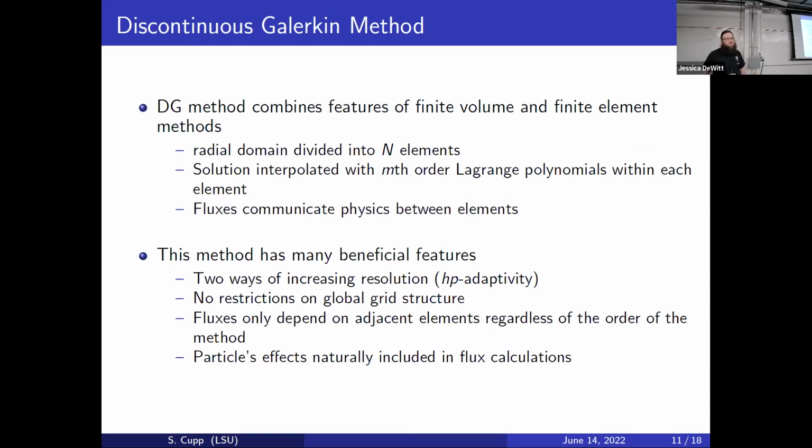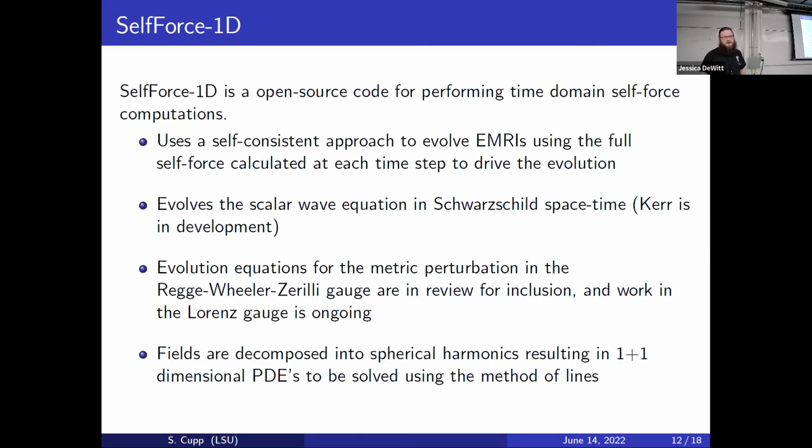Since, as the name suggests, it's a discontinuous Galerkin method, so long as we keep the particle on some element boundary, we can just include the discontinuity of going across this point mass as part of the flux calculations. And of course, if one isn't on a circular orbit, that requires having time-dependent coordinates that follow the particle around. But still, it can be done. We have the time-dependent coordinates in our code. I'll discuss that a little bit later.